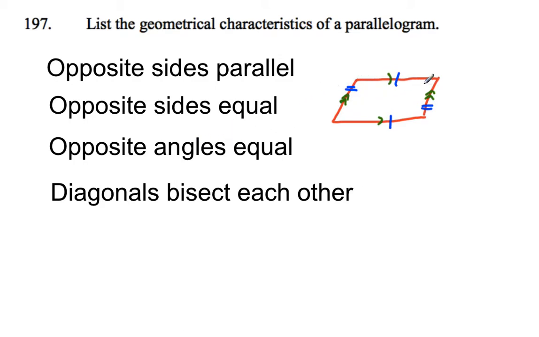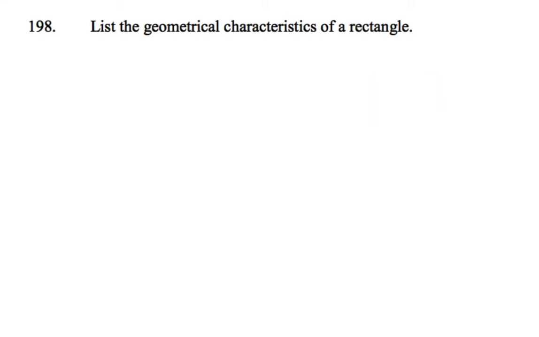Opposite angles being equal, we could put the same angle symbol on the diagonally opposite angles, such as that there, and a curly one there. And diagonals bisecting each other could be also on that diagram. So you can sum up a lot of geometrical characteristics with a very good diagram that you can use for your memorizing of the different characteristics.